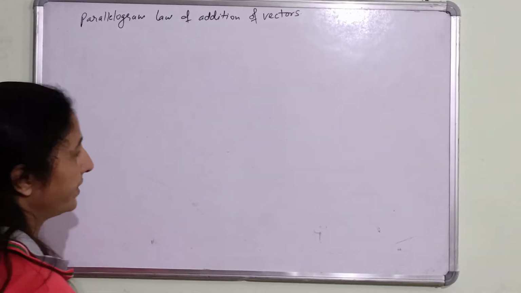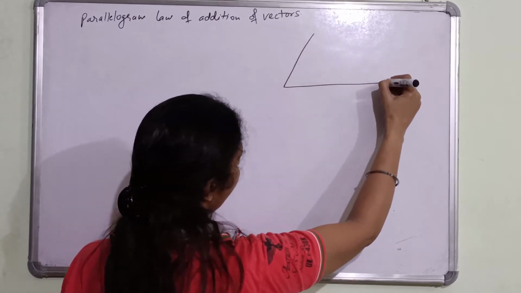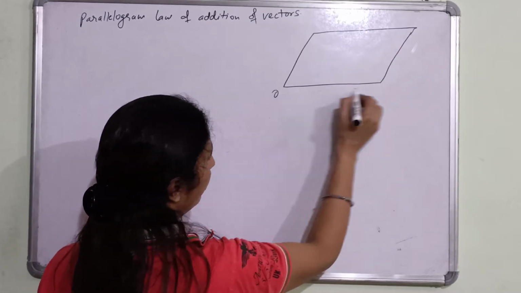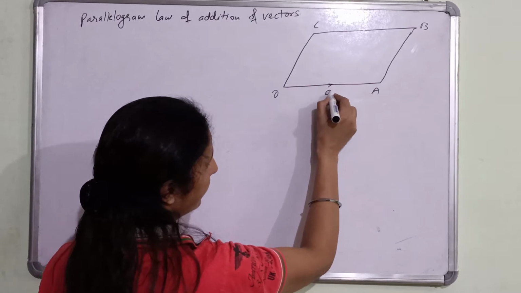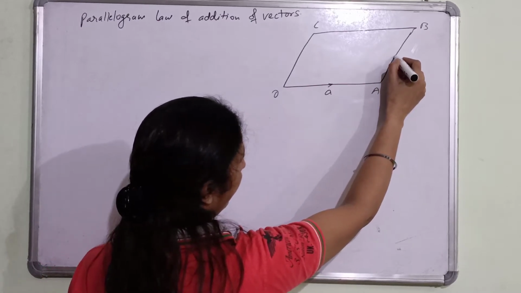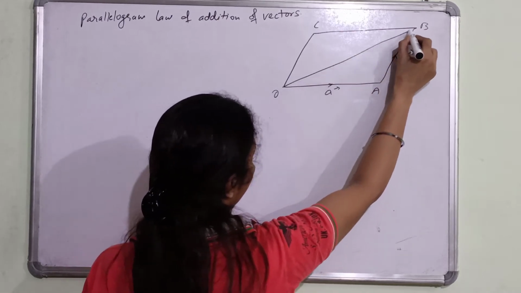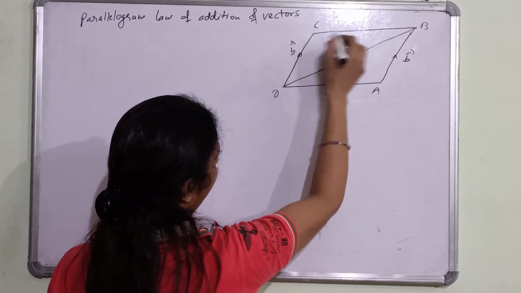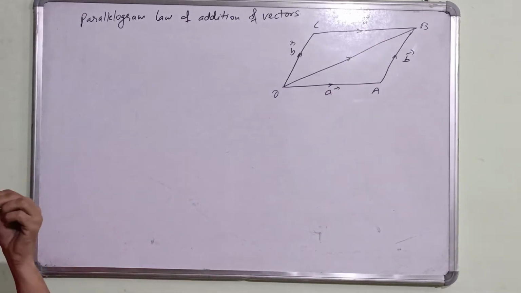So let's first draw a parallelogram. Here it is a parallelogram. You already know the parallelogram definition. So O, A, B, C, we have to take in order. We have vector A and vector B, and this is a diagonal of the parallelogram, right? Now this is also vector B, and opposite sides of a parallelogram are equal and parallel, right?